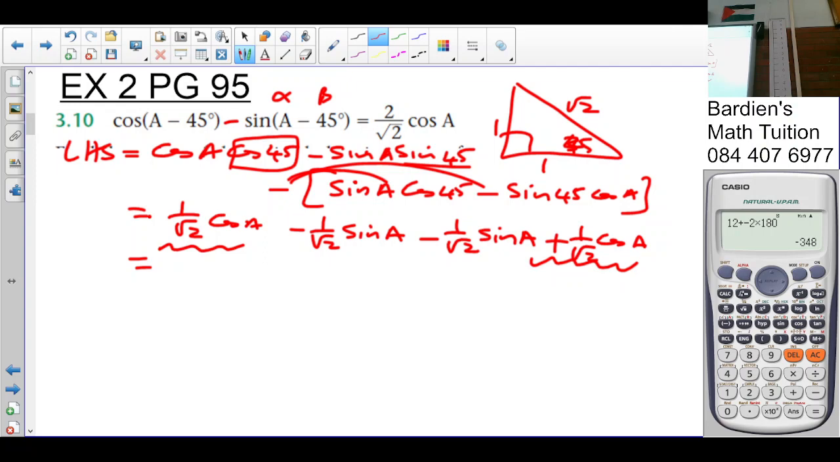So it's going to give you 2 over root 2 cos A, which we have there. That should be positive. Why is that positive? Because that is negative. So that will cancel, leaving you with that, which is equal to your right hand side. Okay.